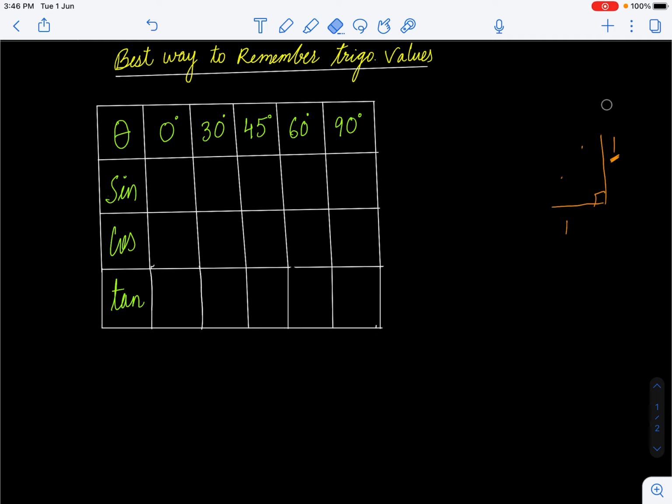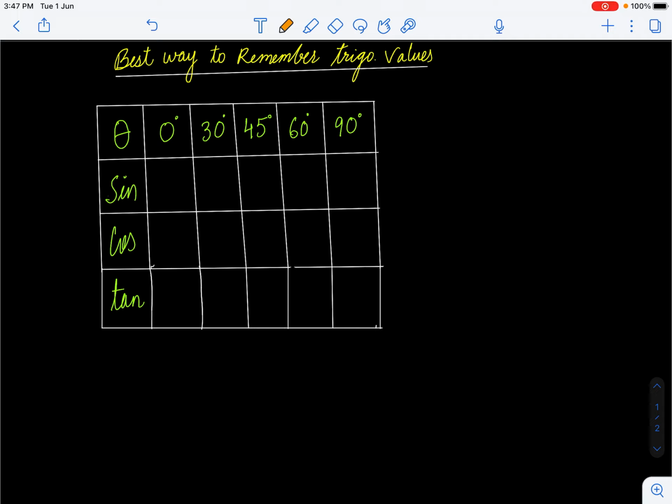So I was looking for the best method in this whole world to remember these trigonometric values, or this whole table that you can see right now. Theta from 0 degree, 30 degree, 45, 60, 90. All values of sine, cosine and tangent. So I have come up with a very good method to remember all this, with the minimum of cramming that you have to do. So let's start this quickly.